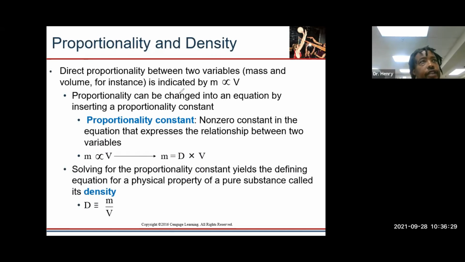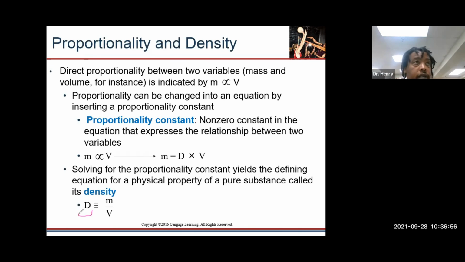Okay, so density, we're basically saying we're trying to find a way of converting, making mass equivalent to volume, right? So the way that we do that is by using density. Density is equal to mass over volume. Now, density is a constant. It doesn't change value unless we change temperature drastically, right?